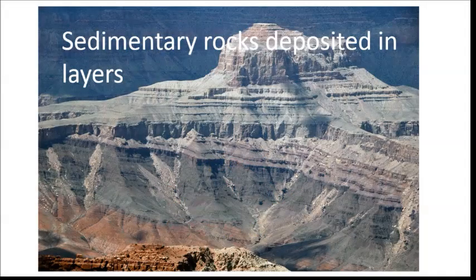Now, a reminder that sedimentary rocks are deposited in layers. The next little video extract will show you a sequence of layers that were formed in Yorkshire.